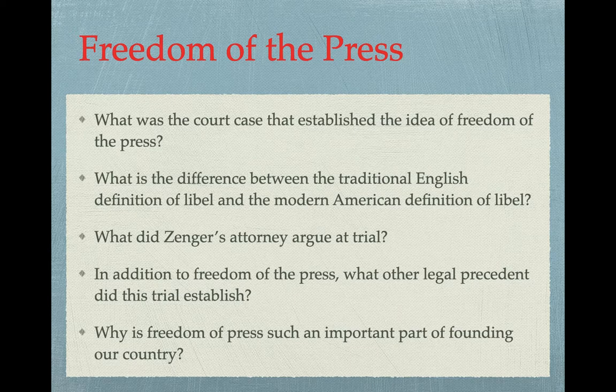At this time, it was not only anything that was untrue, just anything. It could have been true. This is a very large distinction. It doesn't sound like much, but it really is.